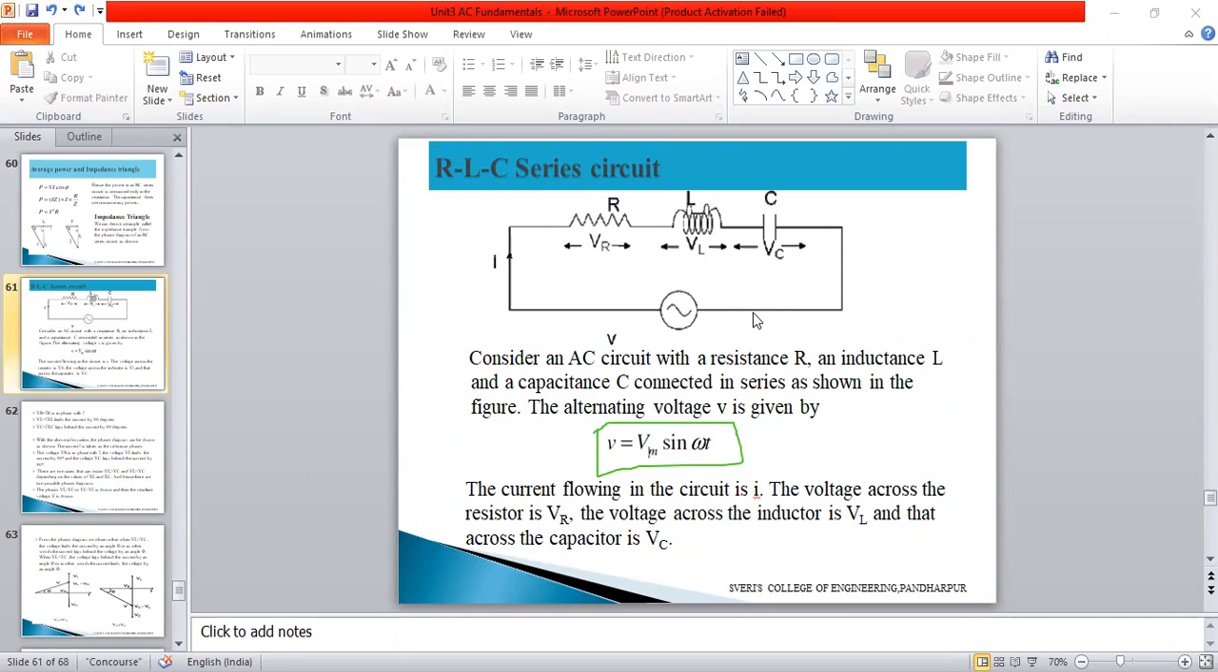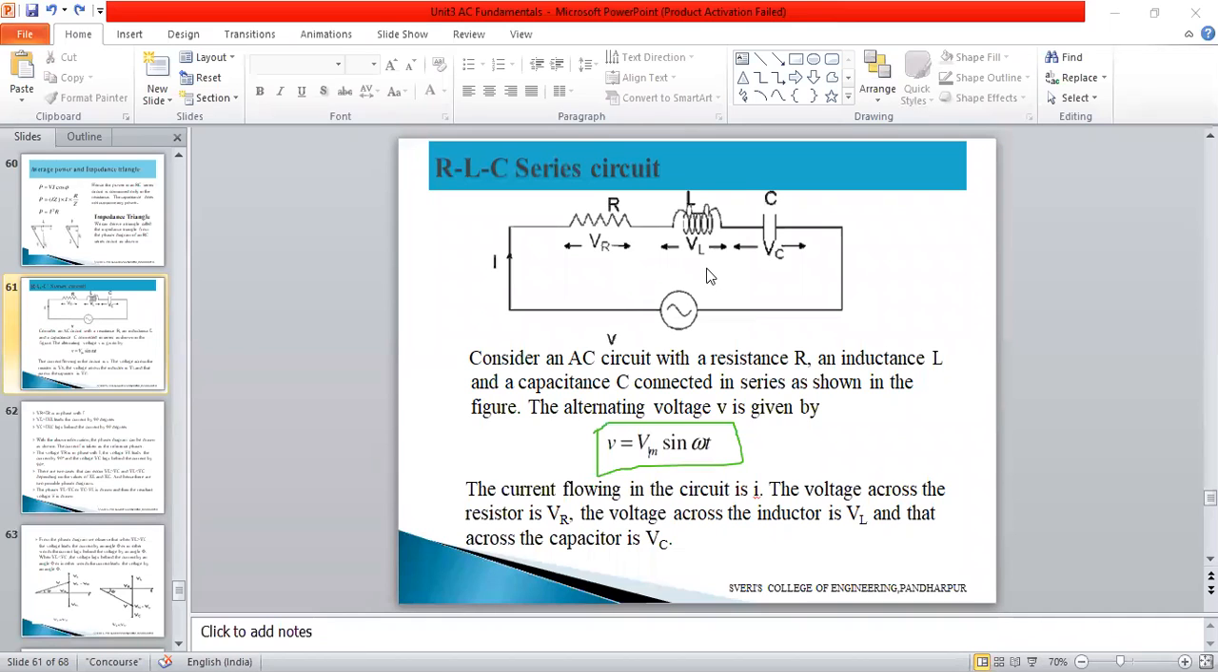While writing the equation, it is very difficult to write the current equation, because V equal to Vm sin omega t we can write easily. If only L is there, I equal to Im sin(omega t minus phi) we can write. If only C is there, I equal to Im sin(omega t plus phi). But here both combinations are there. Sin(omega t plus phi minus phi) will get cancelled, and sin omega t only we can write if both are the same. But here we cannot write the current equation for the RLC circuit directly.